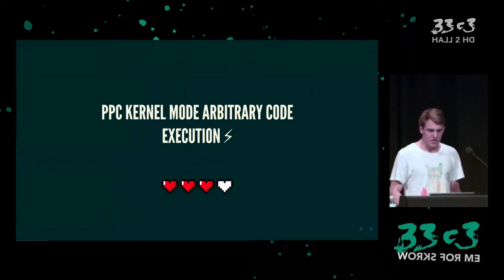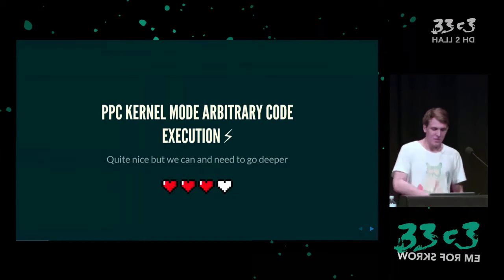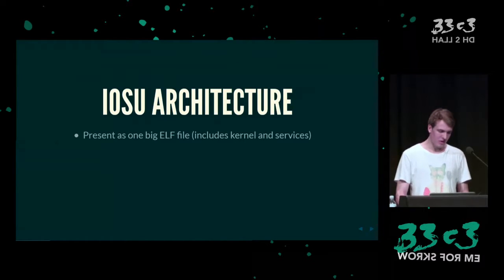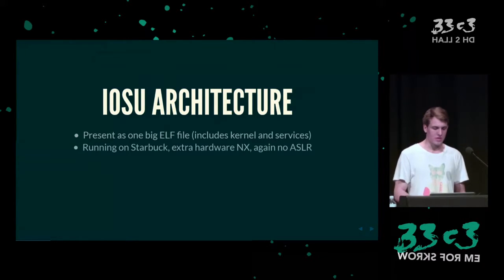So we subtract 1 heart. This is quite nice, but we kind of need to go deeper. For that, let's look at the IOSU architecture. So IOSU is present as one big ELF file, and this includes the kernel and all the services. And it's running on the Starbuck. It has a hardware way to enforce no execute, and again, no ASLR, making our lives easier.